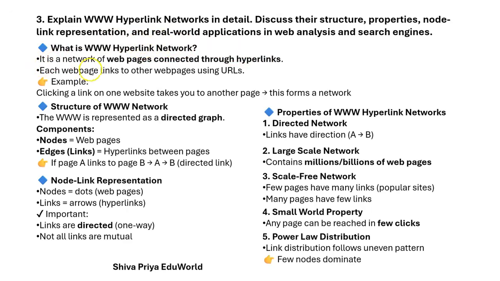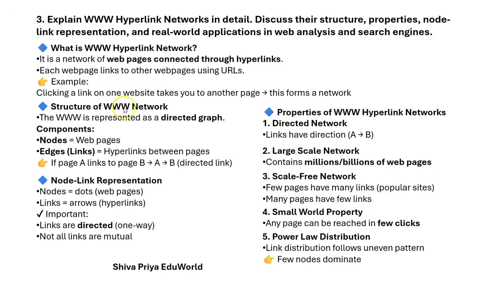Clear? And each web page links to another web page using a URL. For example, clicking a link on one website takes you to another page. If I have a website and I click on a particular link, it will take me to another page. That is the best example for this www hyperlink network. This forms a network. Clear?